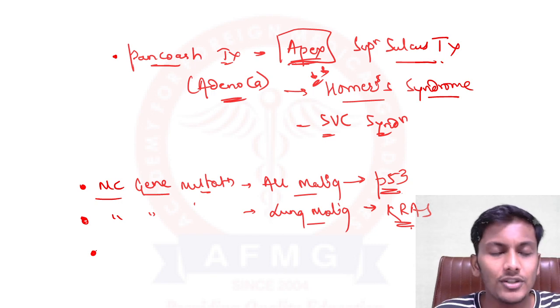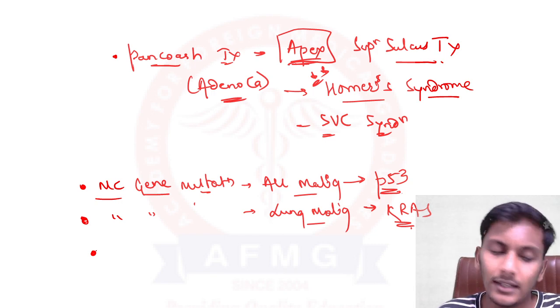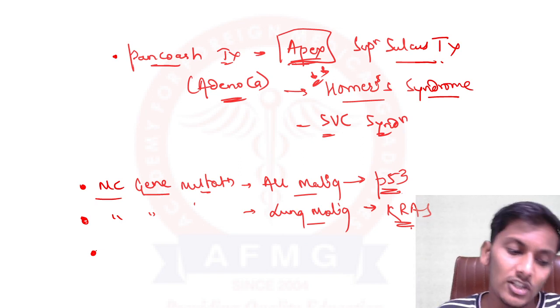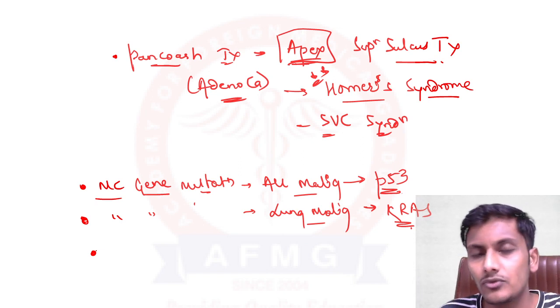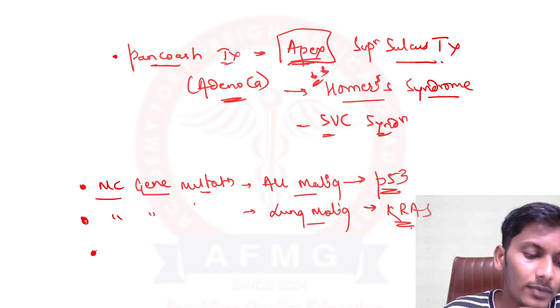Other gene mutations can be epidermal growth factor receptor, EGFR, ALK, that is anaplastic lymphoma kinase, or the MYC gene mutation, which is the LMYC gene mutation, usually seen in cases of small cell carcinoma lung.